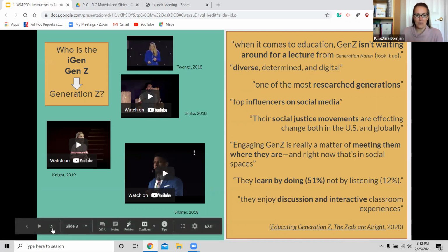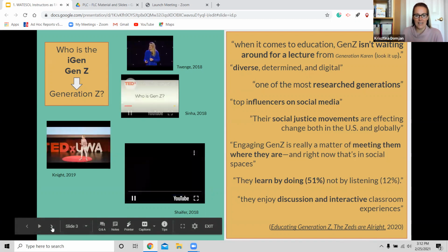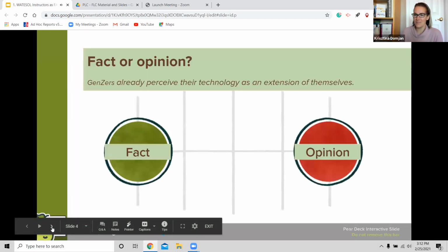Let me move on to the next slide. And so here we are. I have one question, and I wonder if you can guess the correct answer. So is it a fact or is it someone's opinion? Gen Zers already perceive their technology as an extension of themselves.